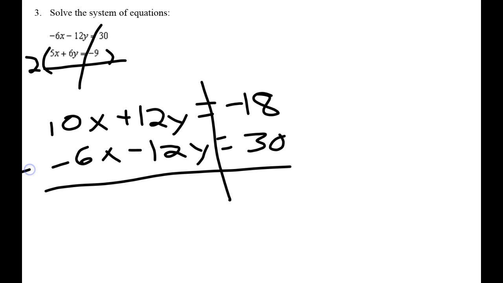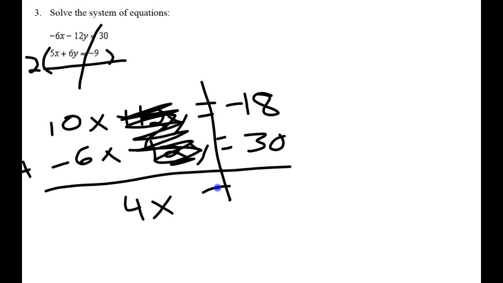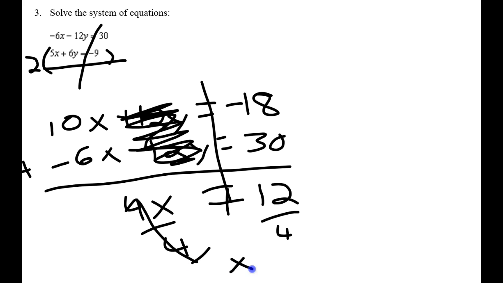Remember, when you eliminate, you're always adding things together. 10x minus 6x is 4x. And 12y plus negative 12y cancel each other out. They're gone. They got eliminated. Negative 18 plus 30 is 12. And to get that x by itself, I divide by 4. So x equals 3 is half of my answer.